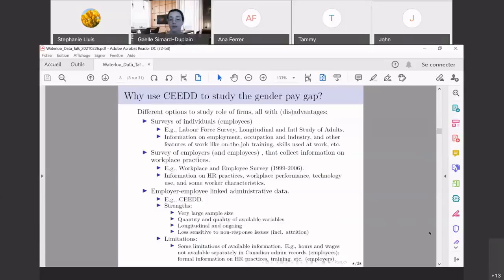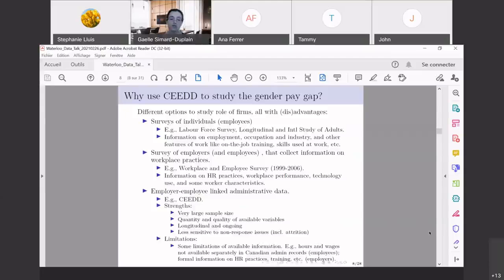So something that's been done quite extensively, right, is to use surveys of individuals or employees. So the Labour Force Survey, for instance, has been used to look at the gender pay gap. You could use things like LISA, that also has information. So these surveys generally have information on employment, occupation, industry, right? These are pretty common variables. Some of them will also have information on job training, the kinds of skills used at work, right? So you can get at the role of firms a little bit indirectly by looking at the workplace characteristics of the workers for whom we have lots of information.